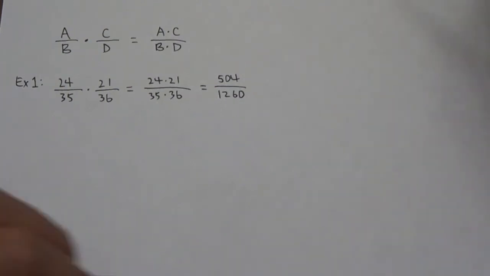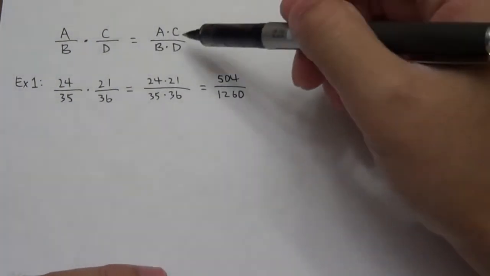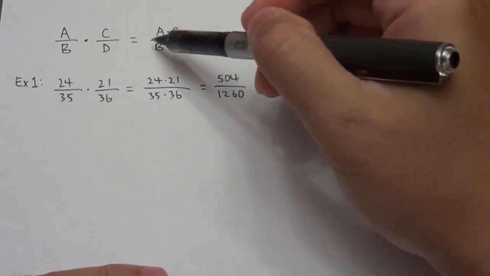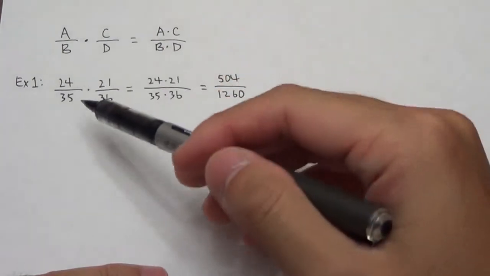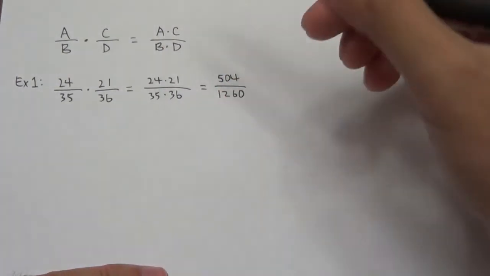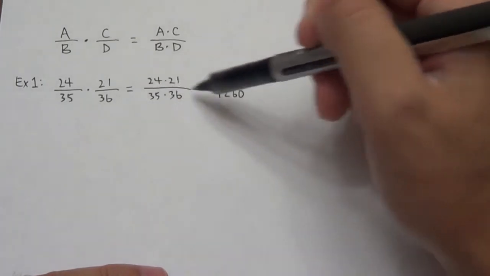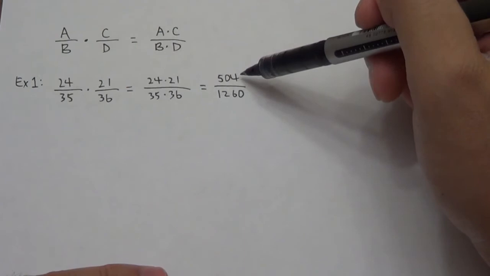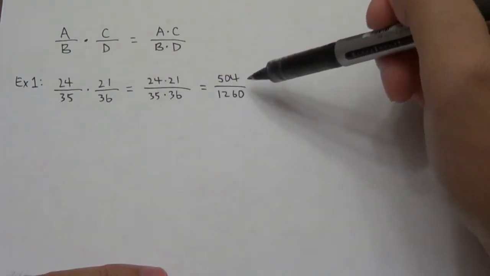The rule for multiplying fractions is a simple one. You multiply the numerators and then you multiply the denominators. All right, so if you see over here, we have these two fractions multiplying each other. You multiply the numerators over the denominators. Okay, and then you get 504 over 1260.